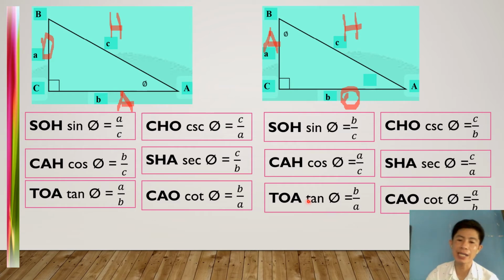Same goes with tangent. So tangent theta is opposite over adjacent. So opposite is B, adjacent is A, so that is B over A. And the reciprocal of tangent is cotangent. So the reciprocal of B over A is A over B. Therefore, cotangent theta is equal to A over B.